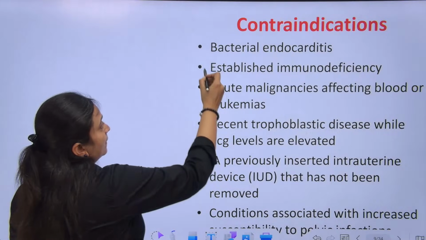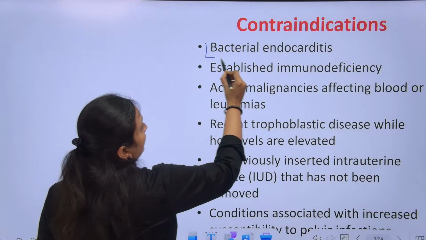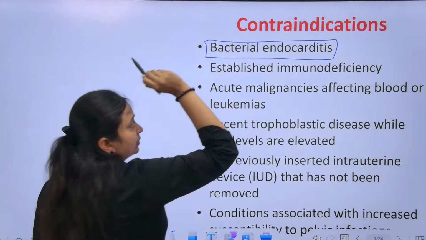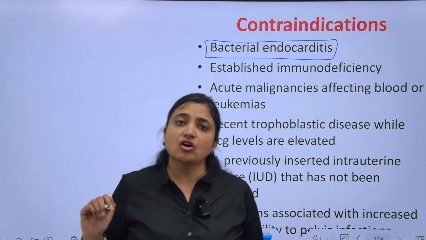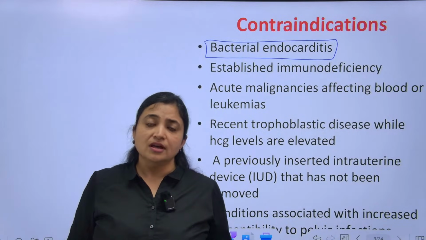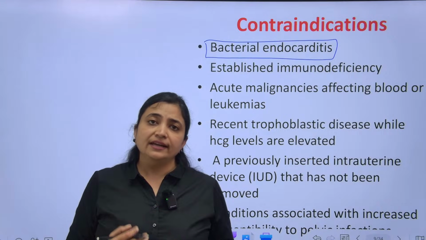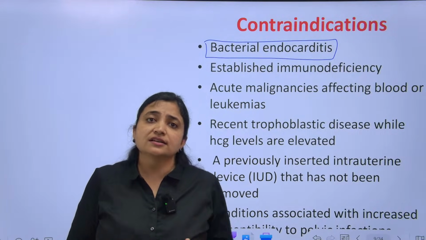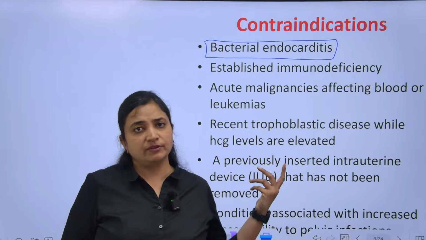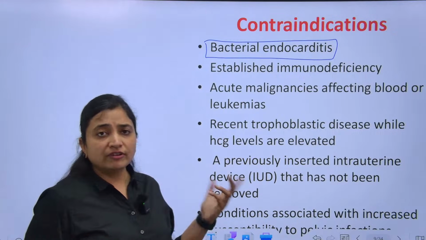Contraindications. Bacterial endocarditis. We are continuing our contraindications, right? Bacterial endocarditis is not an absolute contraindication. Earlier, it was thought that any intrauterine device should not be kept in this case, but this is under study. Some ACOG guidelines say that yes, we can put it. So we have to be very, very wary.